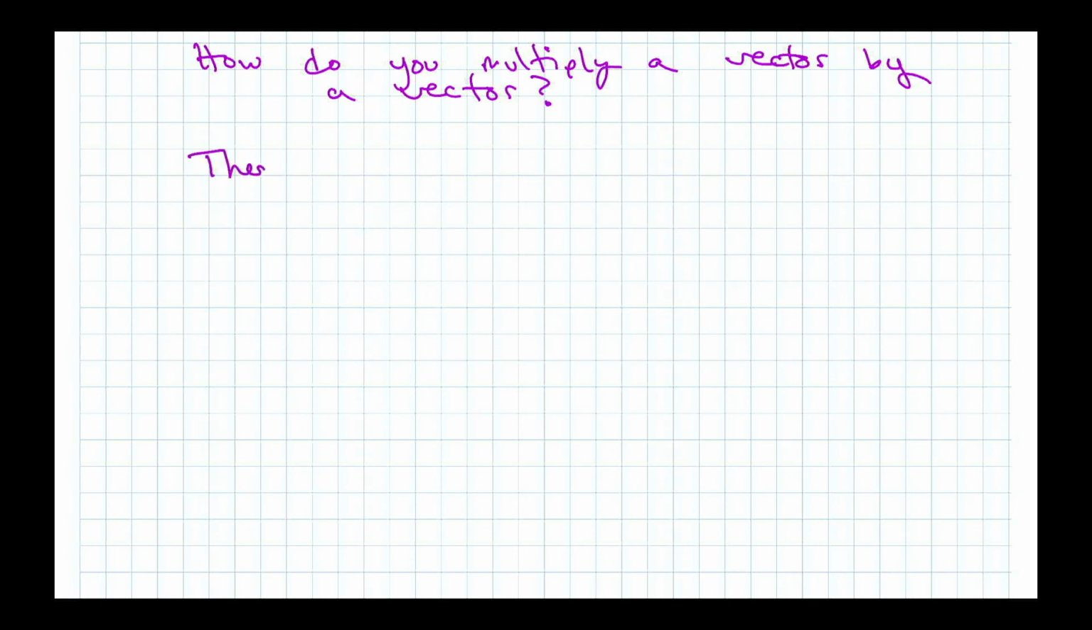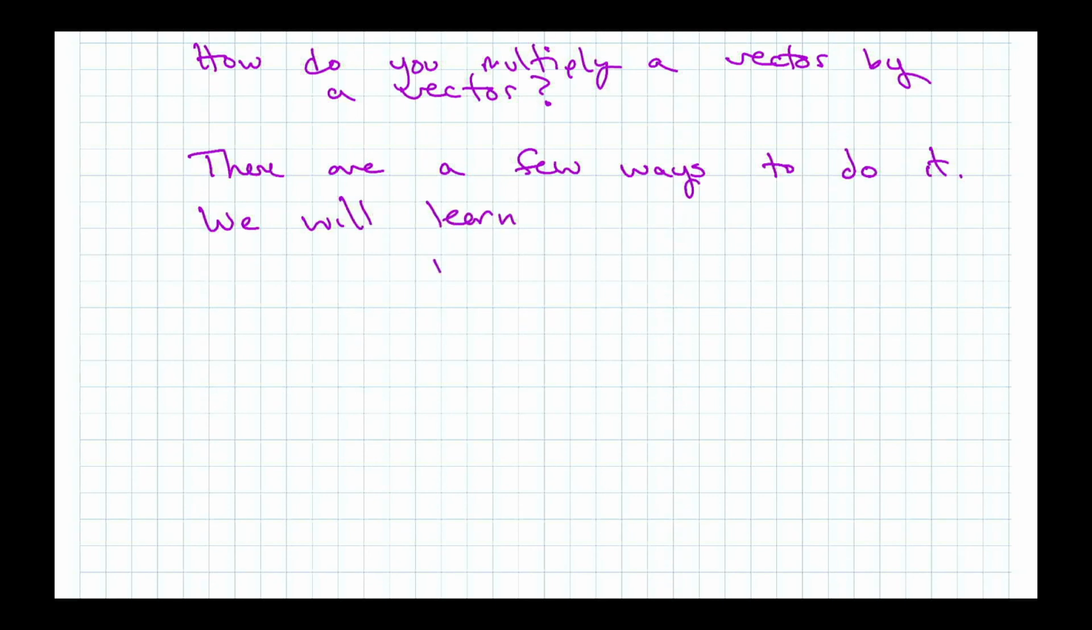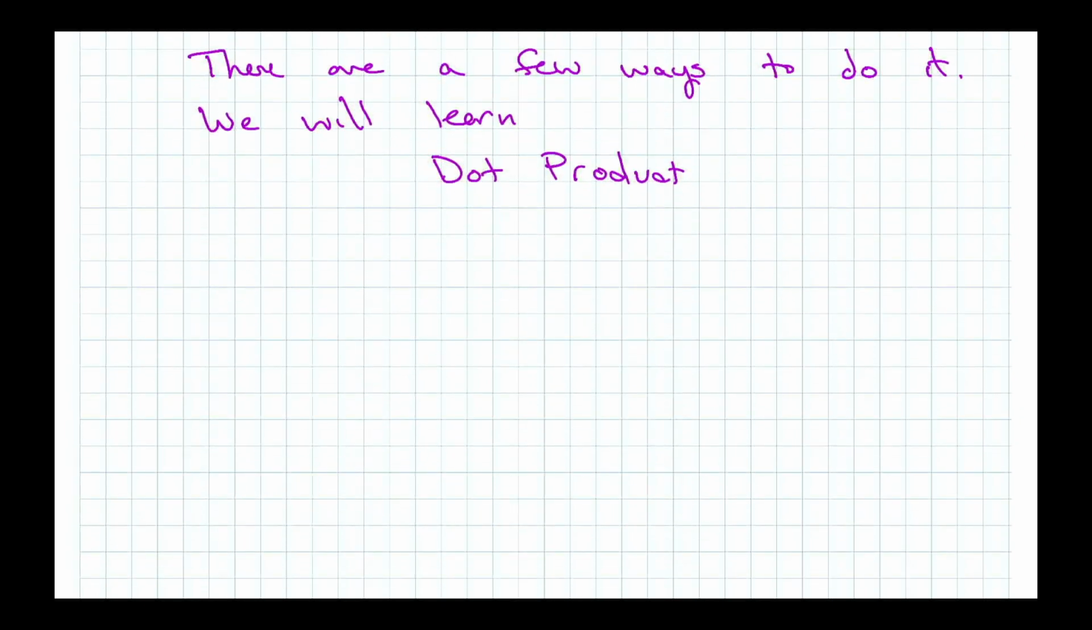So there are a few ways to do it. I mean, technically, there'd be an infinite number of ways if you let people do whatever they wanted, but there's a few ways that we care about. So there's two ways to do it. We will learn the dot product today, and in the next lecture, we're going to learn how to do a cross product.